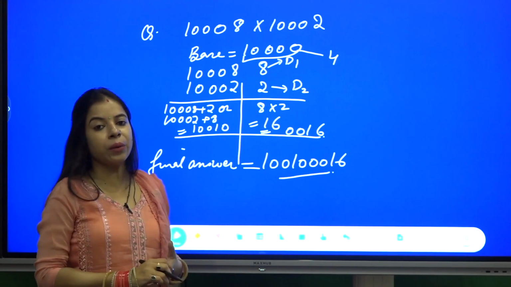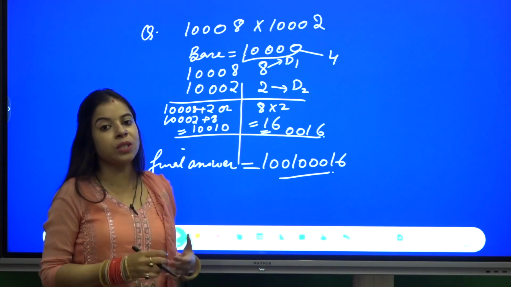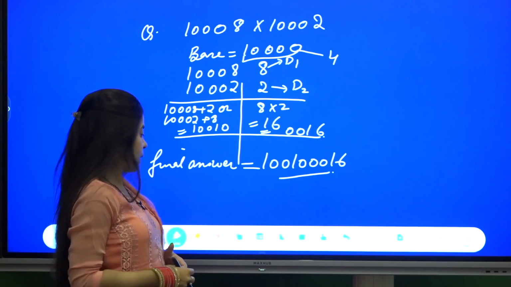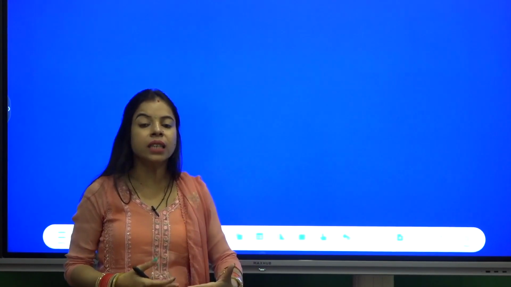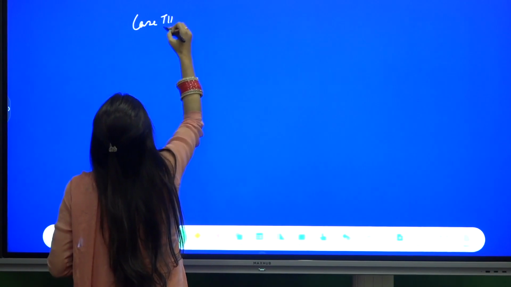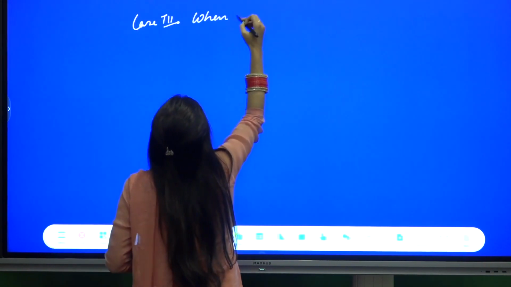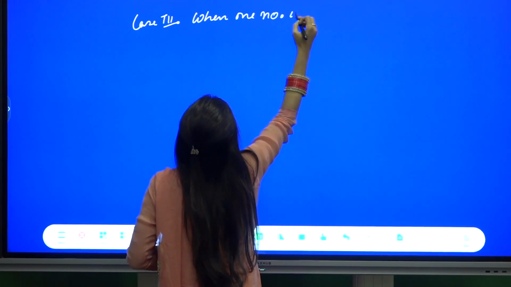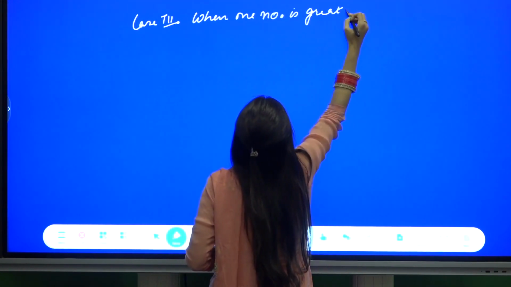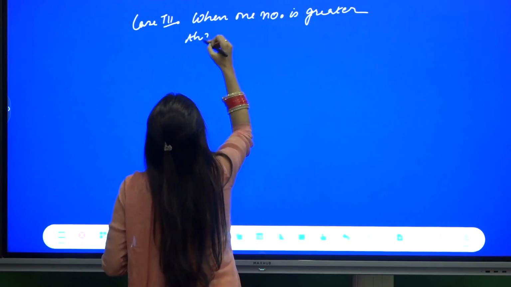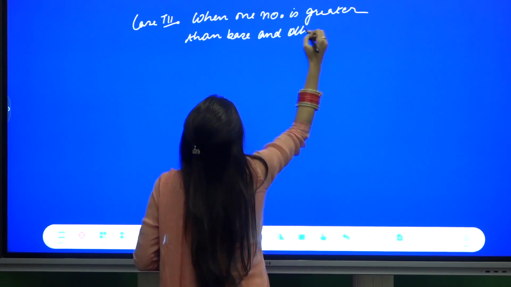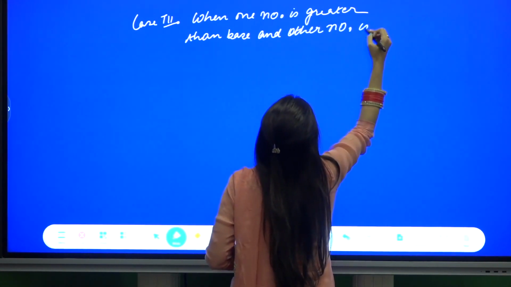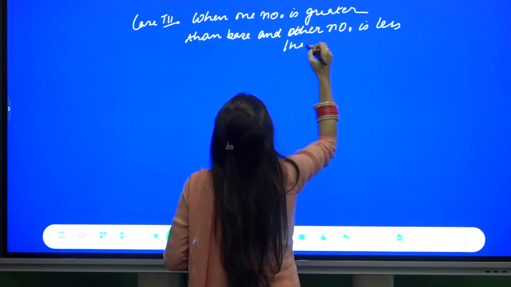So in this manner, we can find the product of numbers which are greater than the base. Next comes the case where one number is greater than the base and the other number is less than the base. Case 3, when one number is greater than the base and the other number is less than the base.